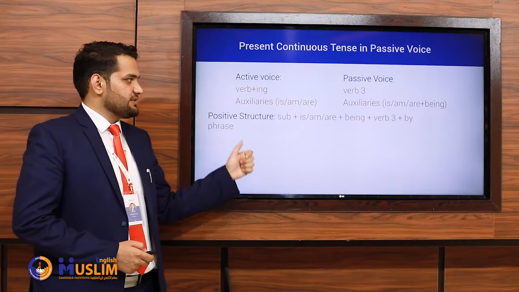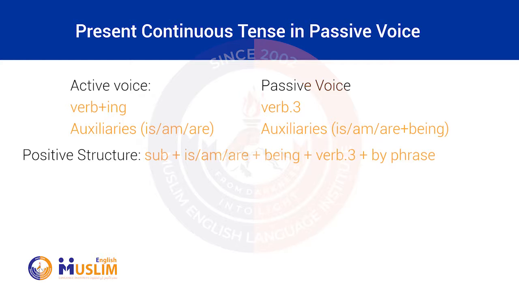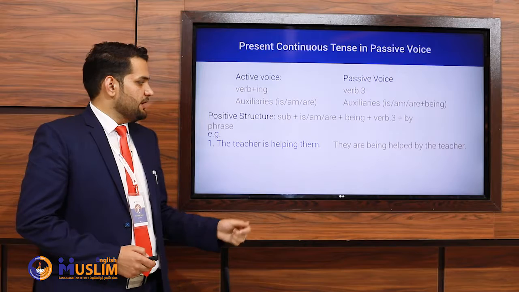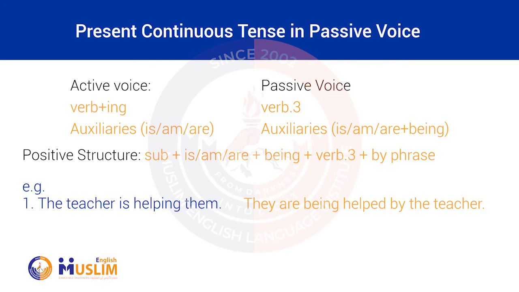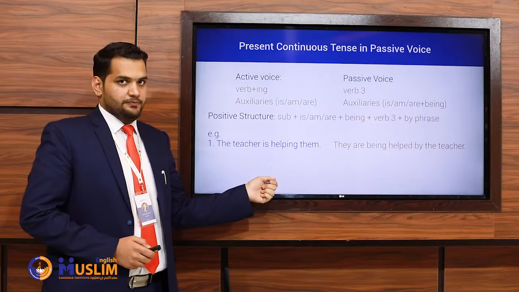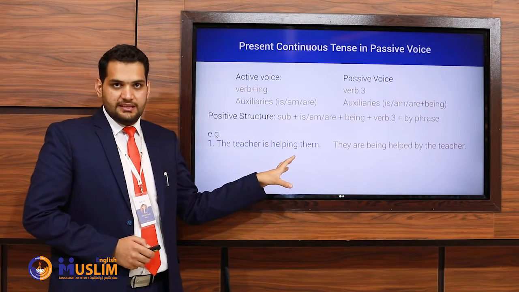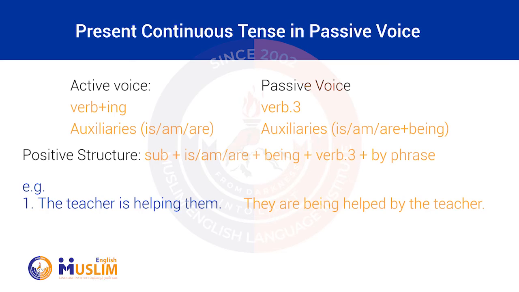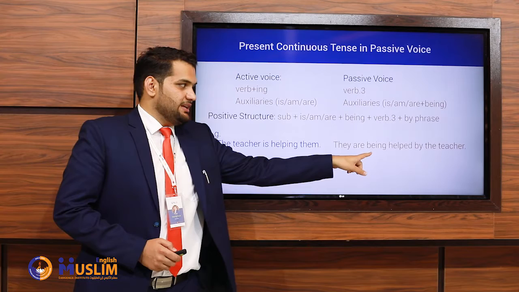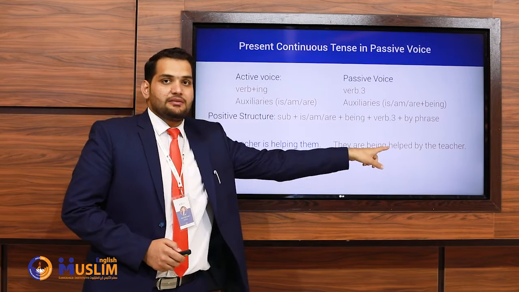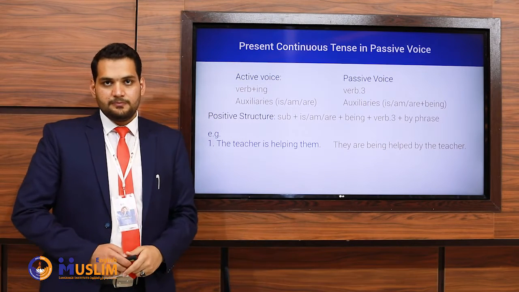Let's talk about the positive structure. Subject plus is, am, are, plus being, plus verb 3, plus by phrase. For example, number 1, the teacher is helping them. If you want to change it to passive voice, you know the 5 steps. They are being helped by the teacher. Do not forget being, and do not forget that you have to use the 3rd form of the verb.